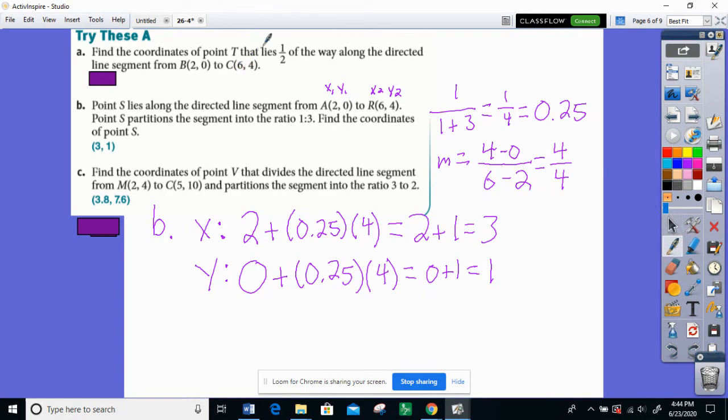One last hint for you while you're working through point A. What would you call a point that lies half the way along a directed line segment? That is the midpoint. So you can use the midpoint formula also to help you on part A, and you can double check to make sure that you get that answer.